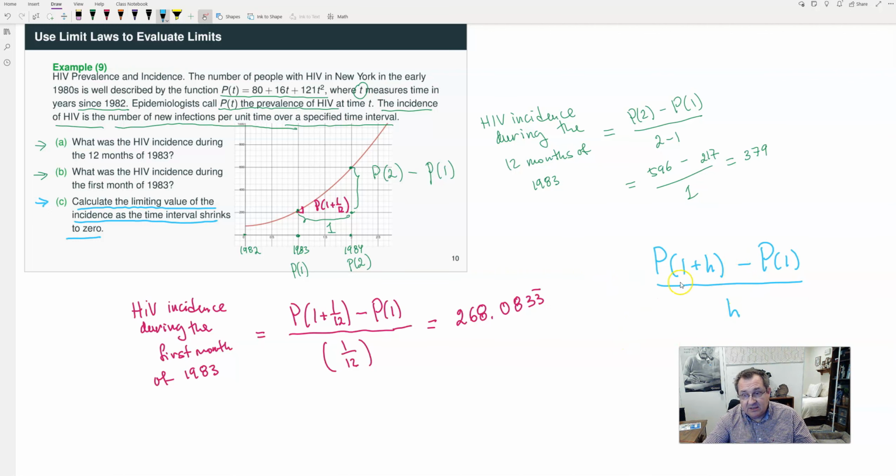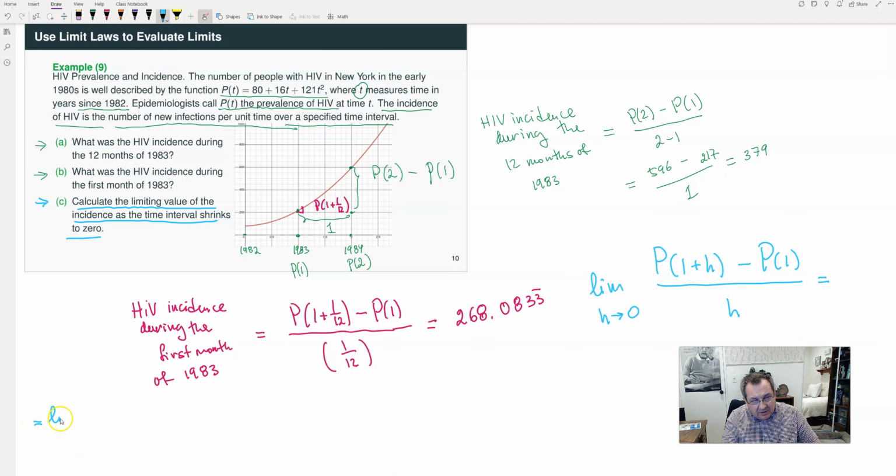So that is the expression that we obtain by taking the incidence at 1983 for an arbitrary interval in time. If h is 1/12, you get the second case. If h is equal to 1, you get the first case. Okay, and what the third question is asking is, what would be the limit of this expression as h approaches 0? Well, we can use limit laws to answer that question.